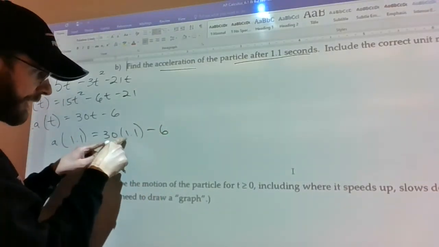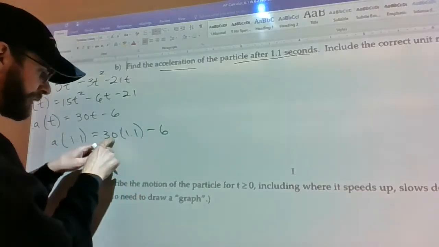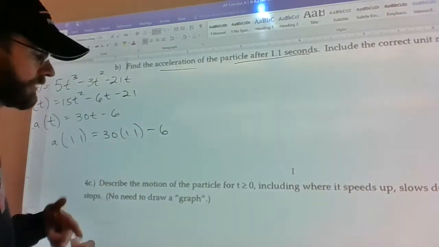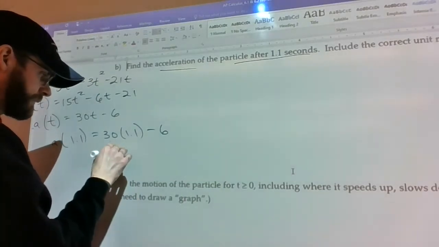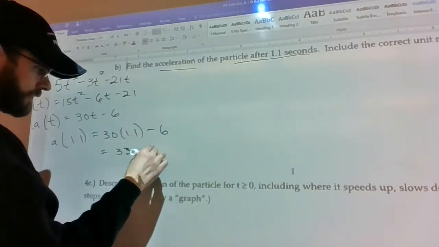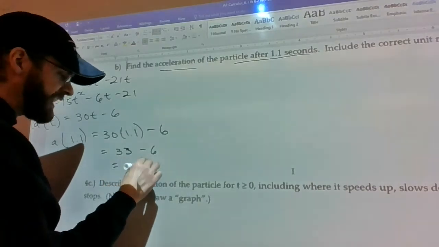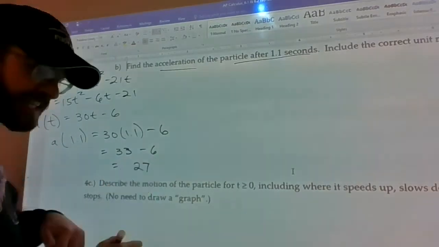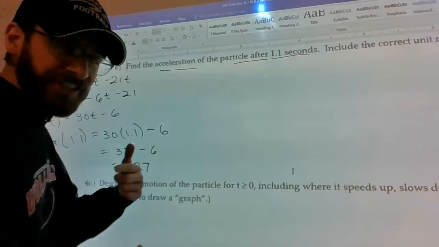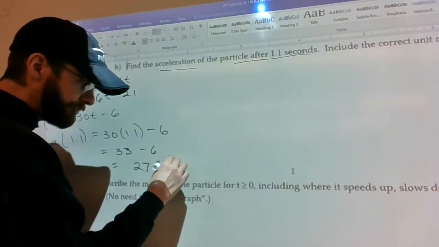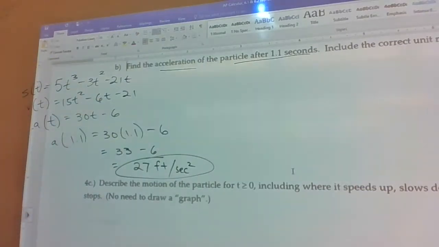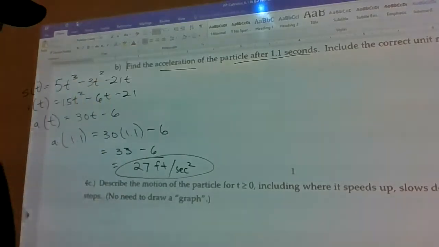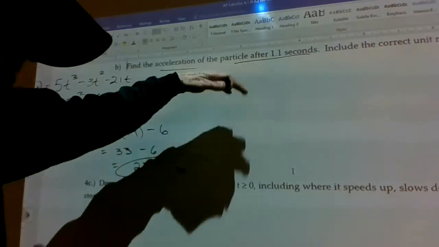Quick math, 30 times 1 is 30. 30 times 0.1 is 3. So it's 33. All right, 33 feet per second per second. So feet per second squared for acceleration. And I guess that's all I asked for part B. Looks like I gave you a lot of space there.